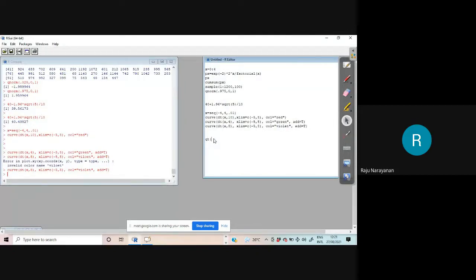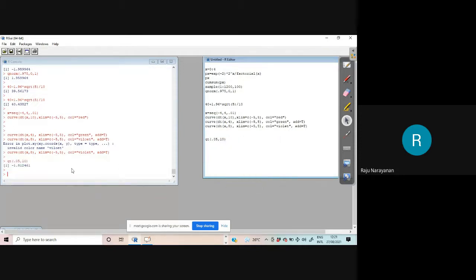What is the lower limit? 0.05. Okay, degrees of freedom, you give 10 degrees of freedom. What is the meaning of this? Up to which point the area is 0.05: minus 1.81, etc.